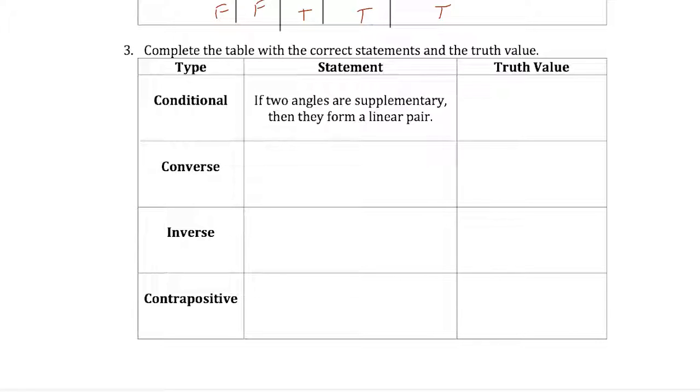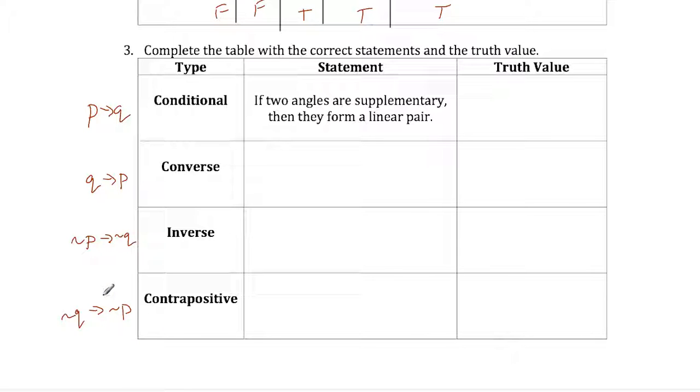Okay, here I'm actually going to use the typewriter. So the converse statement is, well, I'll write this out first. A conditional statement is always going to be if P, then Q. The converse is going to be if Q, then P. The inverse will be if not P, then not Q. And the contrapositive will be if not Q, then not P.